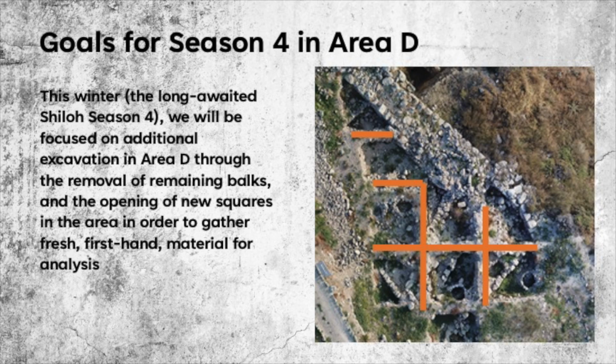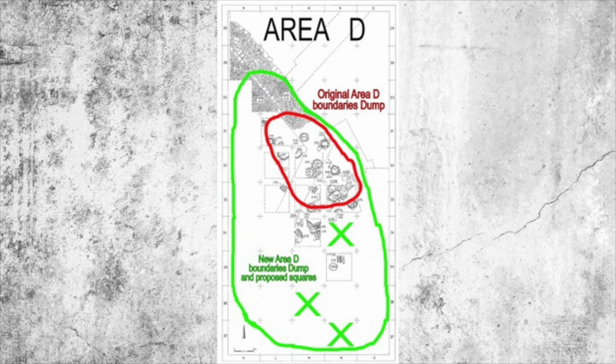and identifying hopefully new material, as well as opening a few new squares in order to gather fresh first-hand material for analysis. The plan is to take down the north and the east side of each bulk and thoroughly sift. For those of you familiar with Shiloh, we've got a state-of-the-art wet sifting station, which hopefully all the material will go through, dry sifted and wet sifted, to extract as much data as we possibly can from there. In addition to the baulks, we plan to open a few new squares.